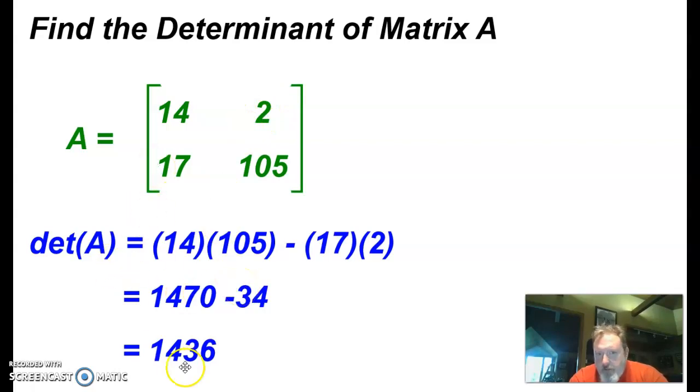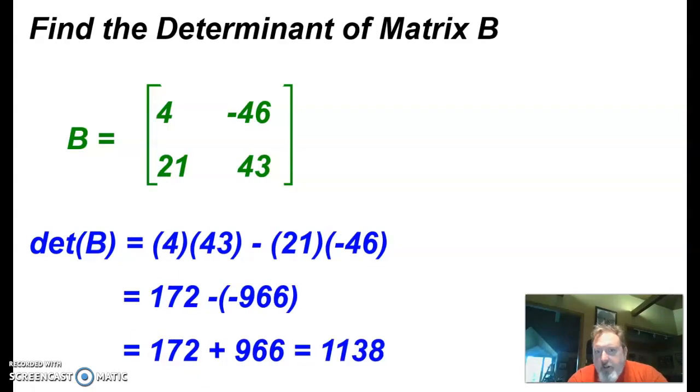The determinant of this matrix is 1436. Similarly, same deal here. Cross multiply 4 times 43 minus 21 times negative 46. Watch your signs right there because we're subtracting a negative, so we're really adding then. And the determinant here is 1138.